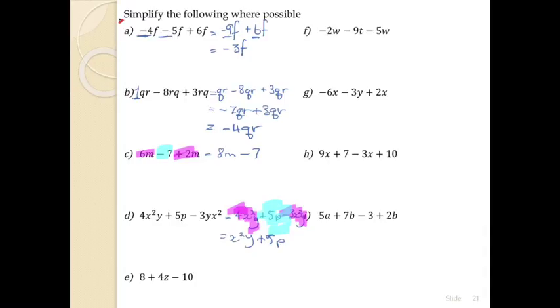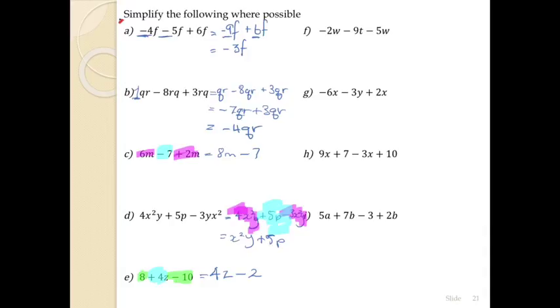Now on this last one, on part E, we've got 4z, but there's nothing else there to write with the 4z. So I'm just going to write that down here. And then what we have 8 take away 10. Now 8 take away 10 gives us negative 2. And so again, we don't have to worry about simplifying that one any further because there are no more like terms.